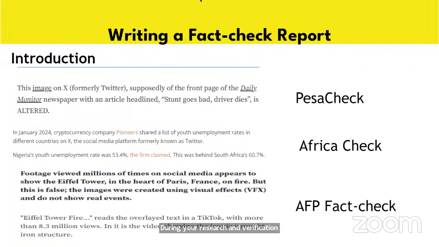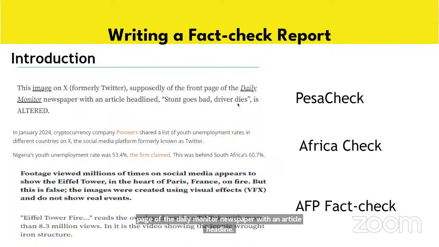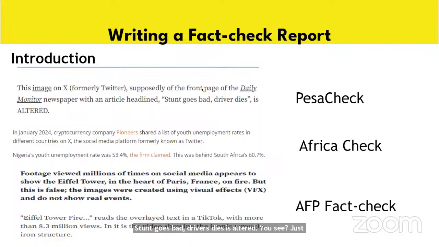So, for example, let us look at this introduction. This is an introduction from PesaCheck. PesaCheck is a fact-checking organization in Africa, and it is based in Nairobi. They are checking a claim about the front page of a particular paper. So in the introduction, they say this image on X, formerly Twitter, supposedly of the front page of the Daily Monitor newspaper with an article headline, "Stunt goes bad, driver dies," is altered. You see, just the claim here is the front page of a daily newspaper with an article. So this is what you need to explicitly state in your introduction.